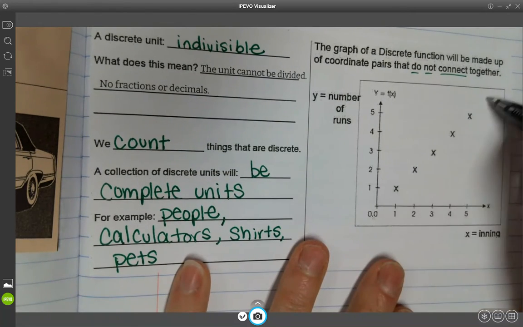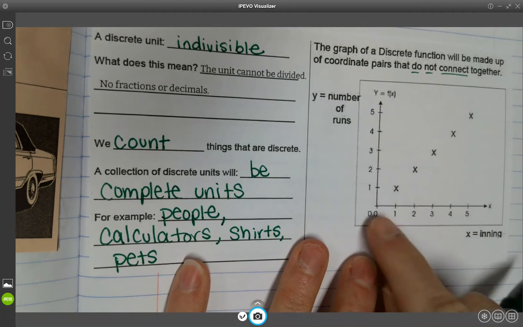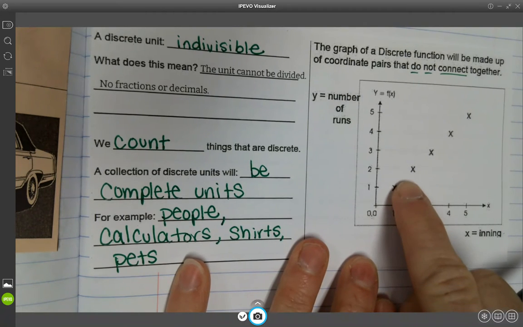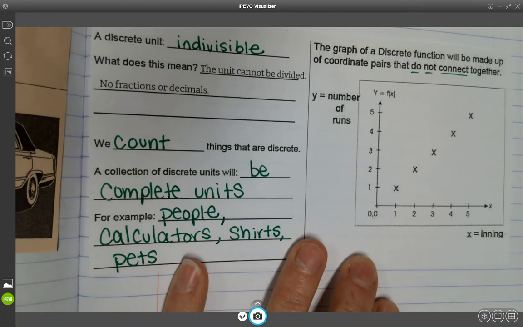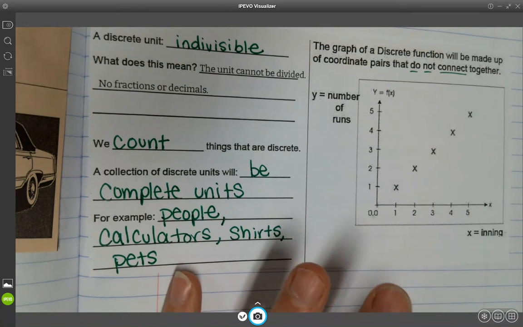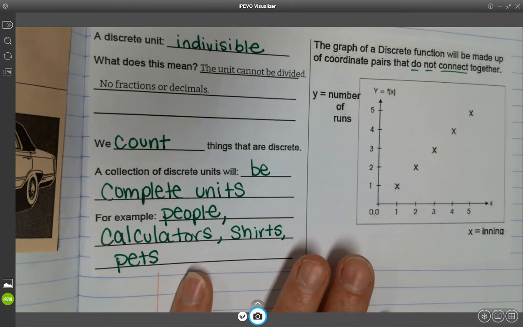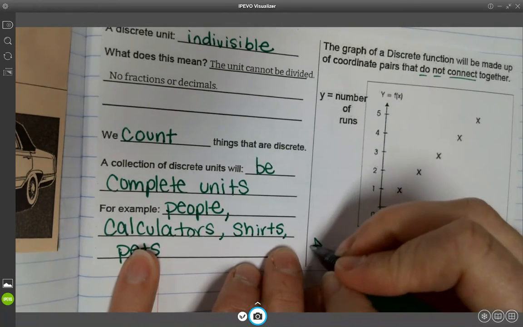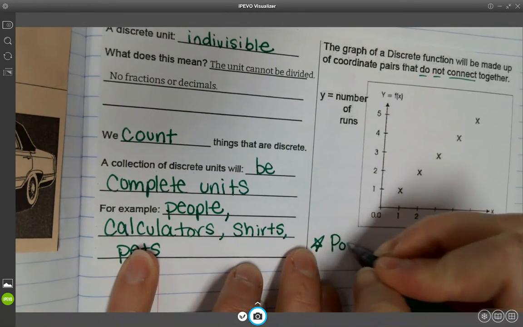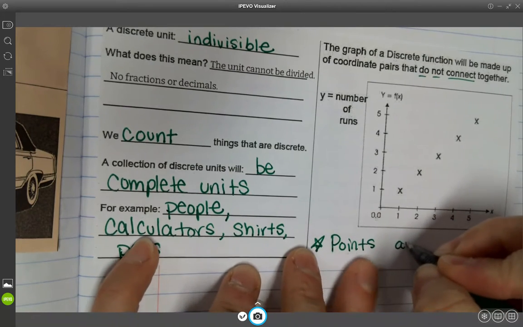You would not connect them, because at 1.5 innings, you couldn't have 1.5 runs. It just doesn't work that way. You only count at the end of the inning or during the inning, but you can't count part of a run. It's like counting the eggs before they hatch, you know. So the important thing here is points are not connected.